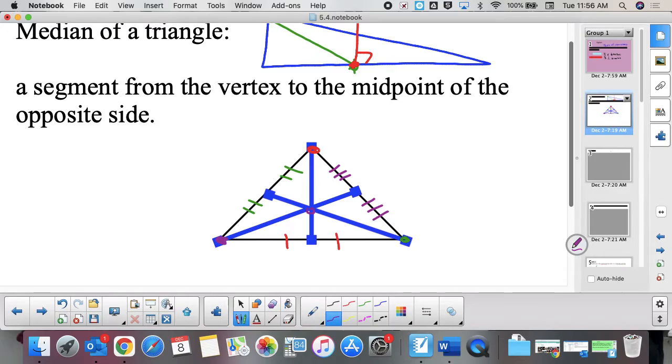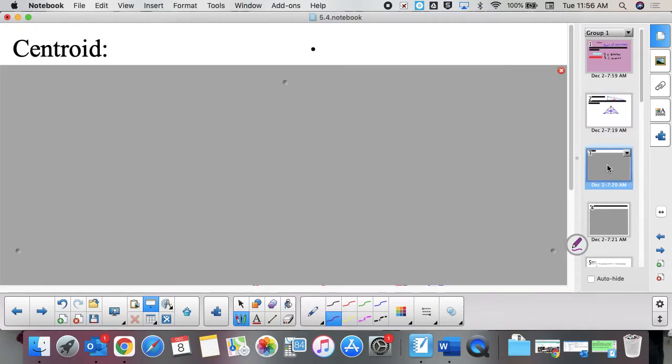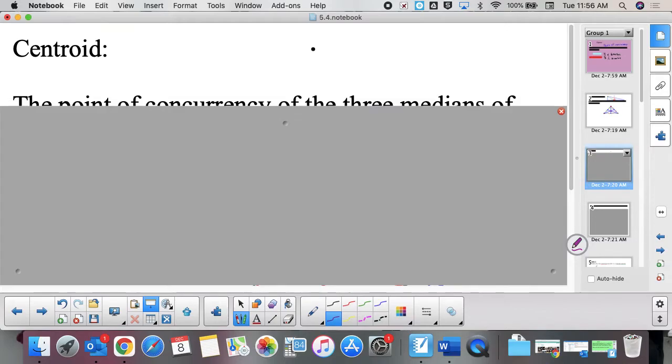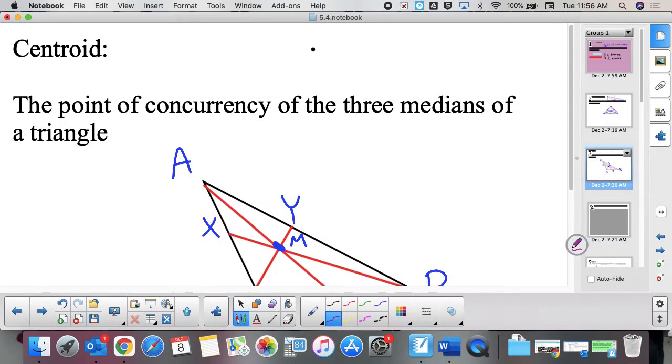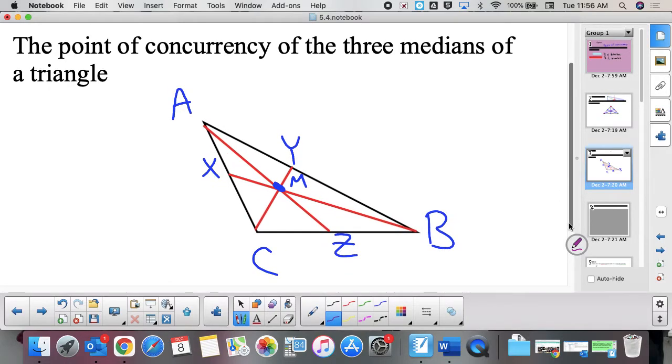Notice the three medians are concurrent. So that point of concurrency is going to have a name. It is going to be known as your centroid. It is the point of concurrency of your three medians. So here it is, point M.